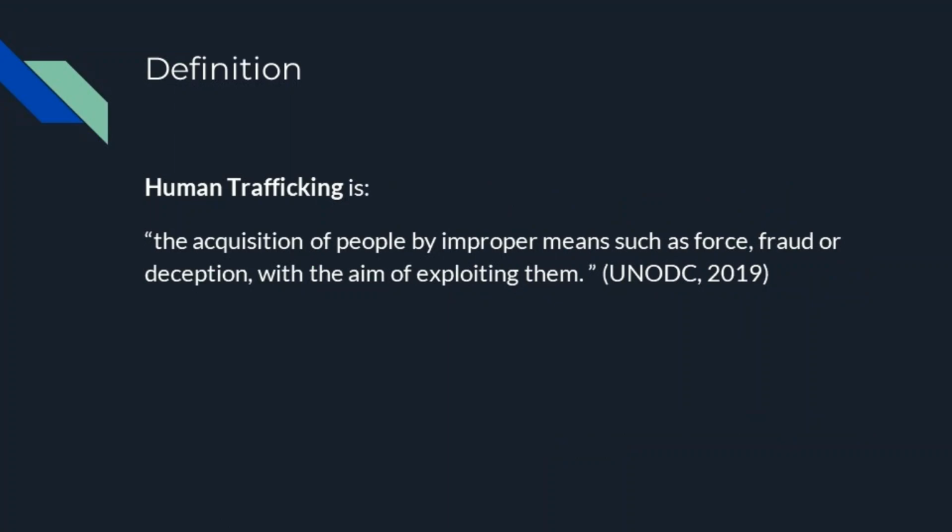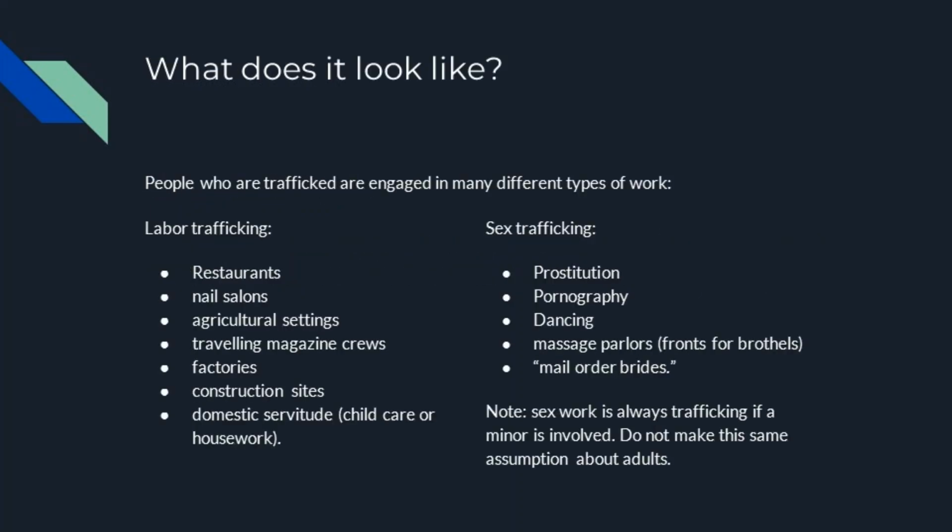It's important that we start with a good legal definition of human trafficking. So, the United Nations Office of Drug and Crimes defines human trafficking as the acquisition of people by improper means such as force, fraud, or deception with the aim of exploiting them. There are two main areas where trafficking victims may be found engaged in work where they are likely not being paid or being paid below a fair minimum wage. So, the first type I'm going to discuss is labor trafficking.